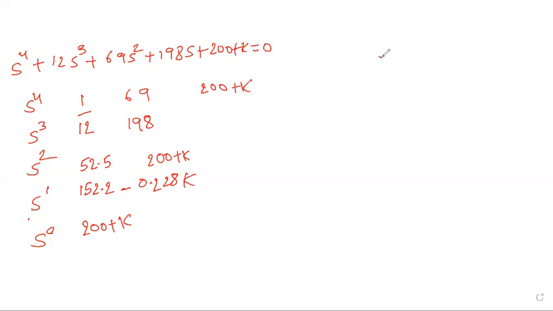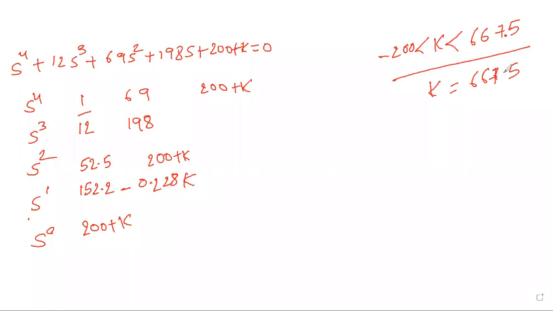First, range of k. What is the range of k? Minus 200 less than k less than 667.5. This is the first objective, range of k for stability. And the second objective, for the value of k equal to 667.5, the system produces sustained oscillations. And the final objective, what he is asking, what are the corresponding oscillating frequencies?